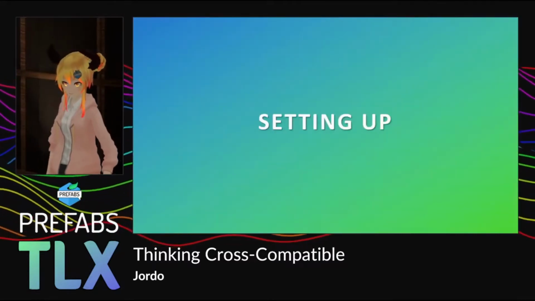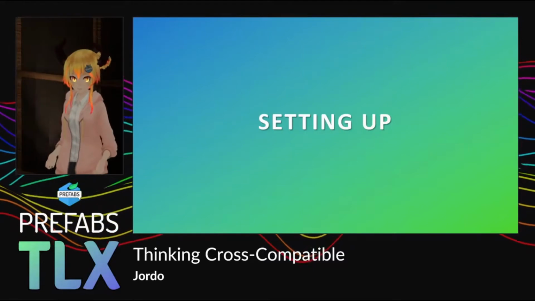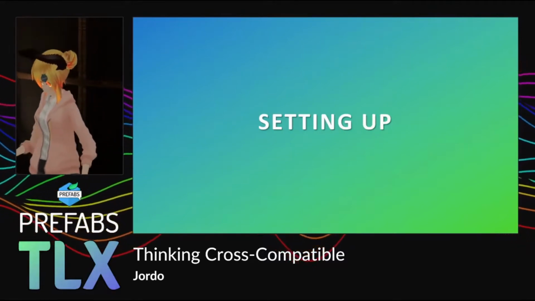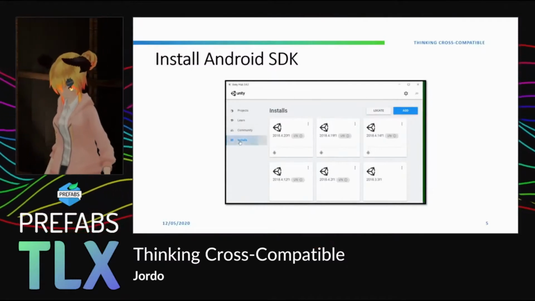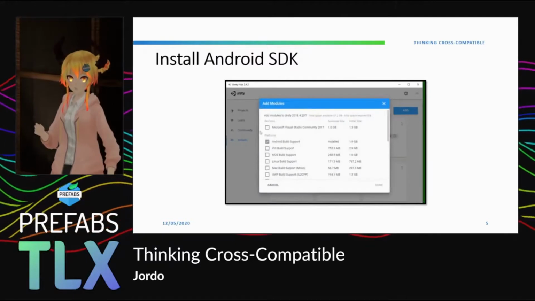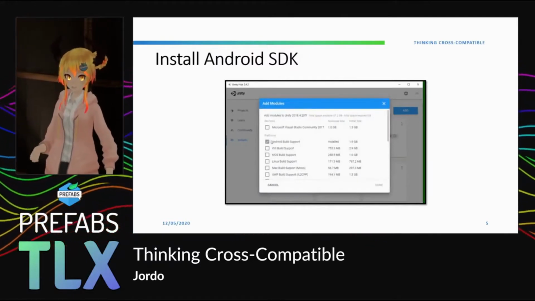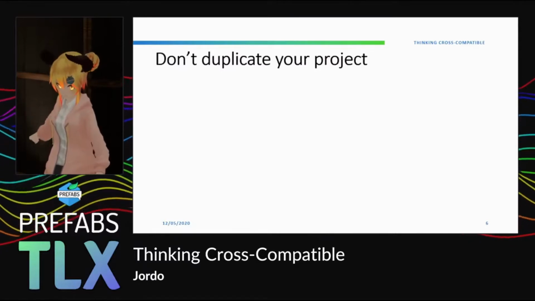So I'm going to be talking about how I set up a project for making Quest worlds. So first, you have to install the Android SDK. If you don't have it, you go to the Unity Hub, you go to your installs, you click on Add Module on your Unity installation, and you check Android SDK, and you download that, and it will work.